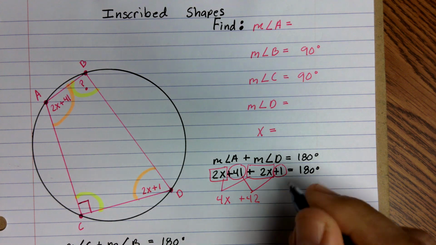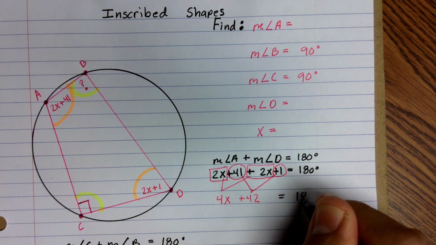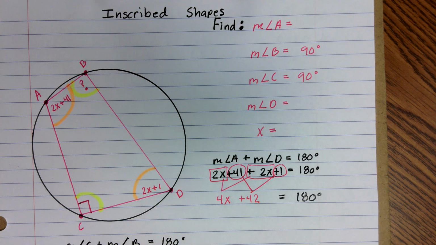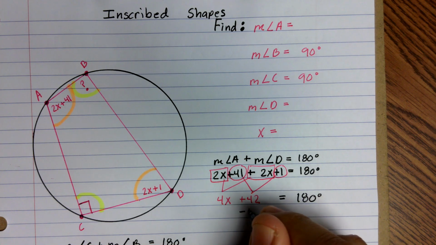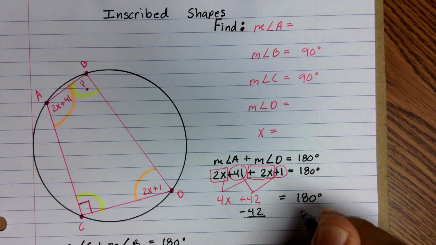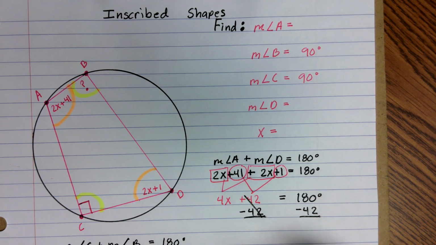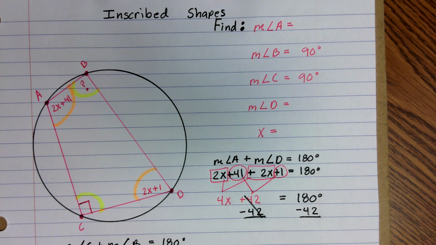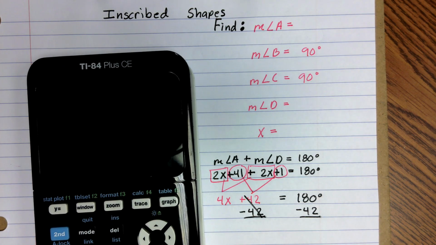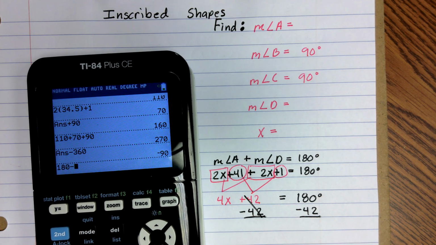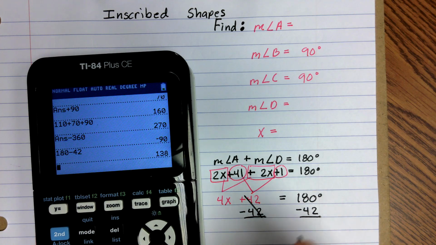And this all has to be equal to 180 degrees. So I'm going to subtract 42 from both sides to get it away from the variable x. And I'll do 180 minus 42, and it gives me 138.